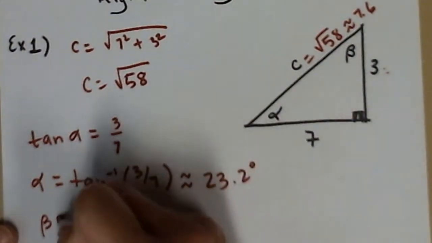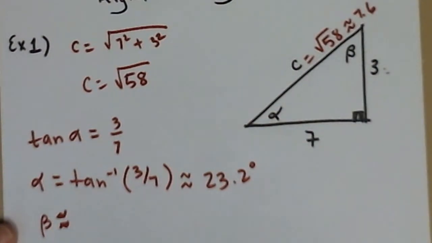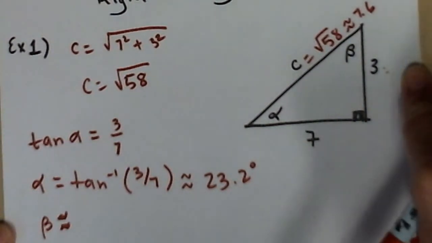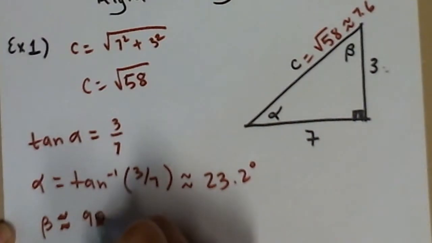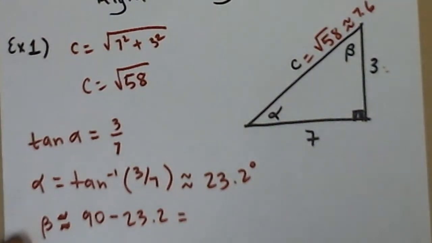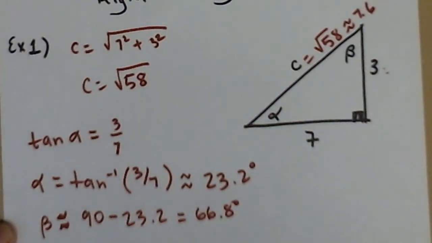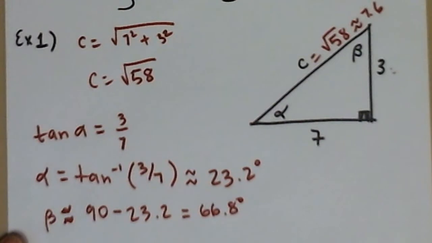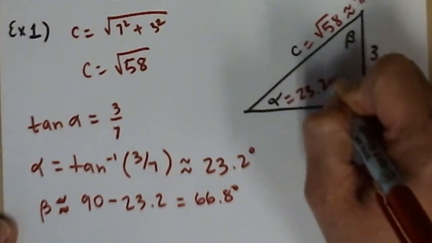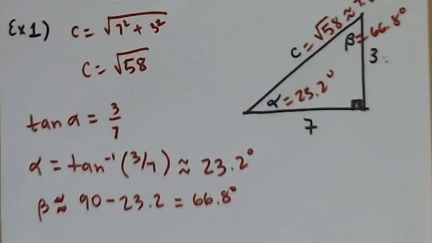And then to find that third angle, I can just subtract from 90. I could do the inverse tangent the other way. It'll give me the same answer. But subtracting is a whole lot easier. And that looks like 66.8 degrees. All right, let's do one more example so that we have solved that right triangle. I'll write them in up here so you can see. So alpha is 23.2 degrees, and beta was 66.8 degrees, with obvious rounding.